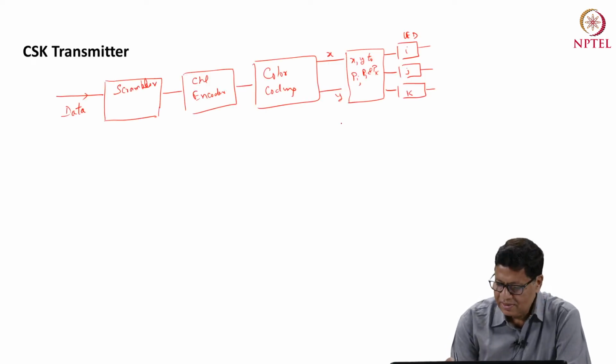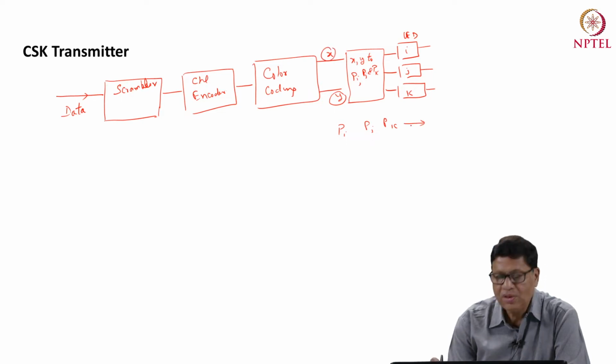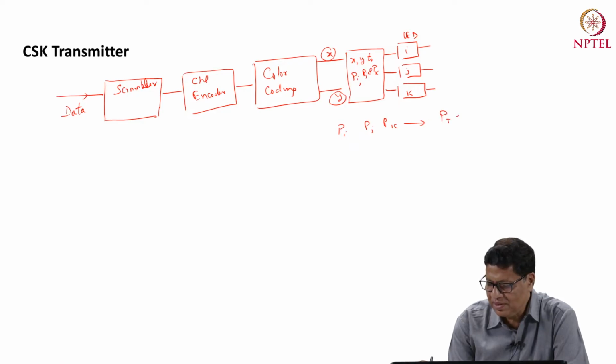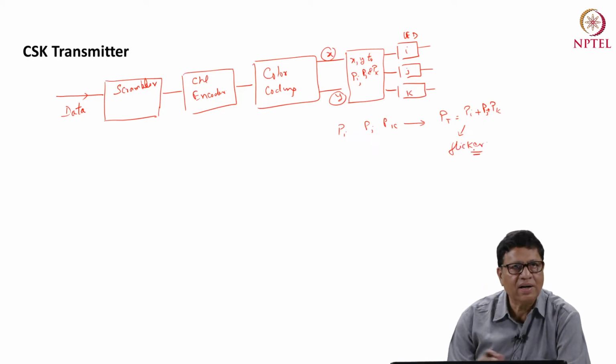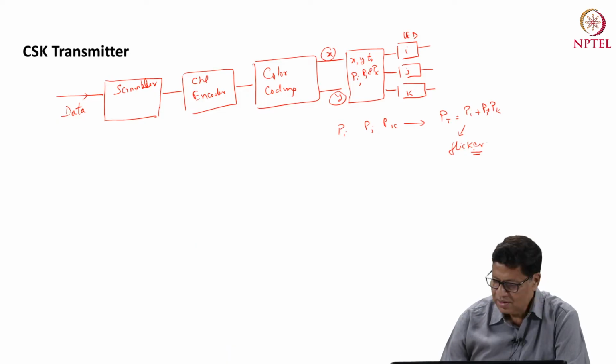And the best thing is that there may be different values of PI, PJ and PK corresponding to these two xy values. But if you see the total value, the sum will remain the same. So the PT will remain the same. So basically you will not notice any flicker coming here, because the power is constant, only the relative power is changing. So there is zero flicker.